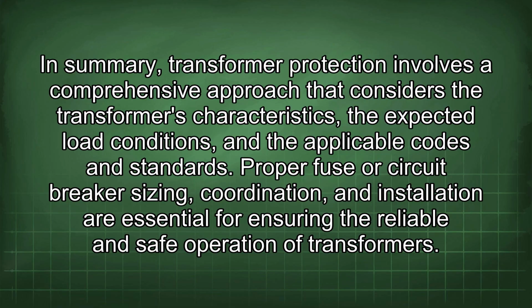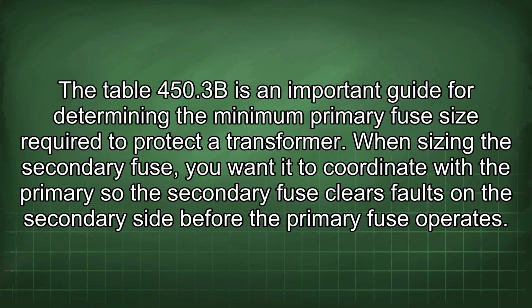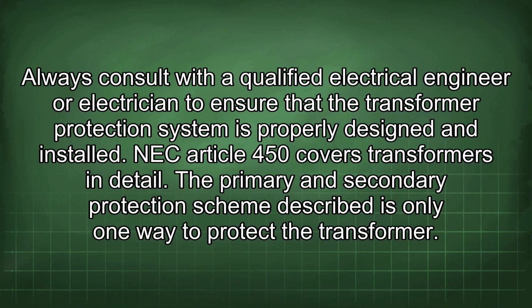Proper fuse or circuit breaker sizing, coordination, and installation are essential for ensuring the reliable and safe operation of transformers. Table 450.3(b) is an important guide for determining the minimum primary fuse size required to protect a transformer. When sizing the secondary fuse, you want it to coordinate with the primary so the secondary fuse clears faults on the secondary side before the primary fuse operates. Always consult with a qualified electrical engineer or electrician to ensure that the transformer protection system is properly designed and installed. NEC Article 450 covers transformers in detail.